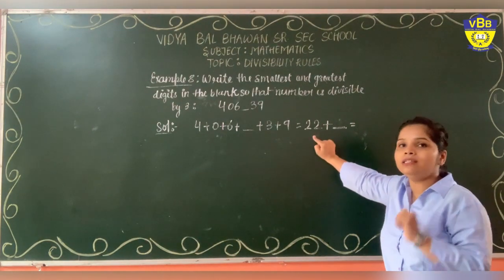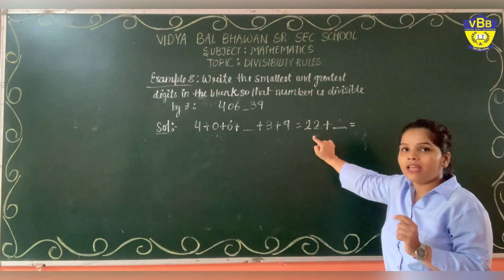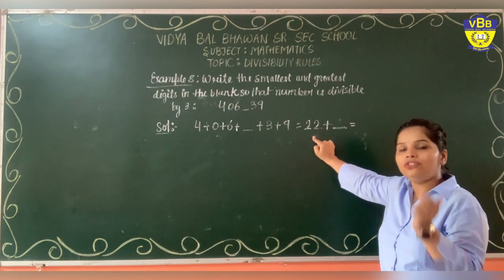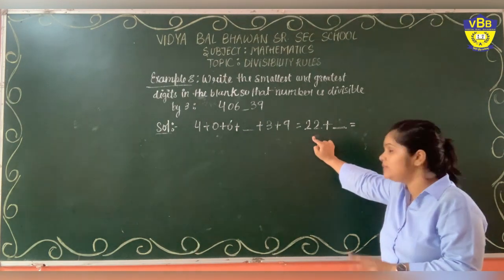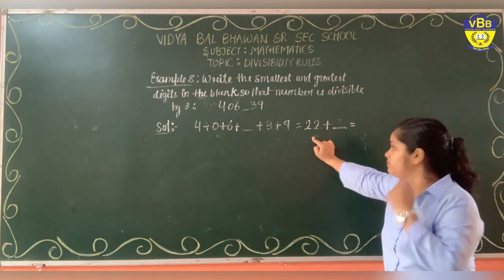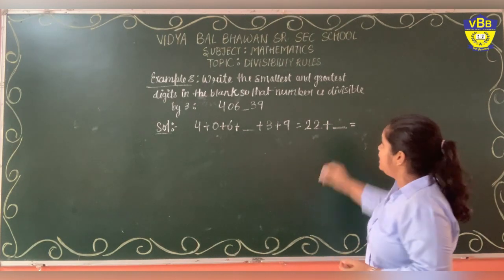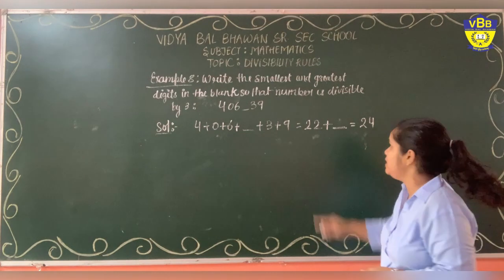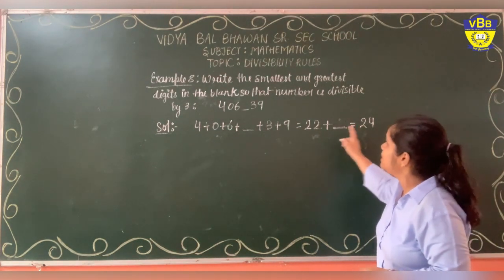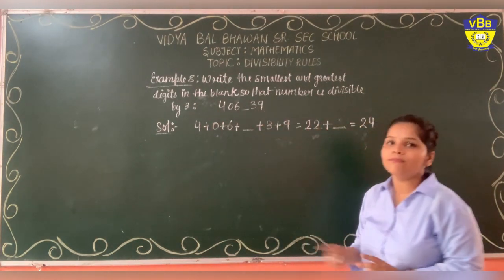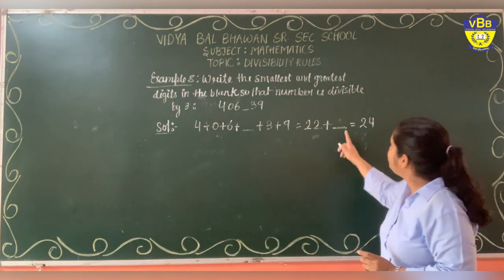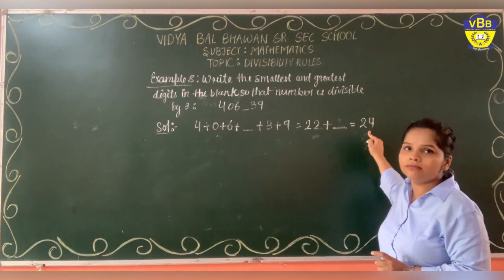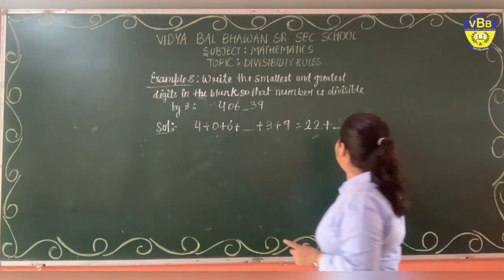After 22, what is the multiple of 3? That is 24. 8 multiplied by 3 will give you 24. So when the answer comes 24, then we can say this number is divisible by 3. Okay, so what should be added here to make it 24? So that will be your answer.